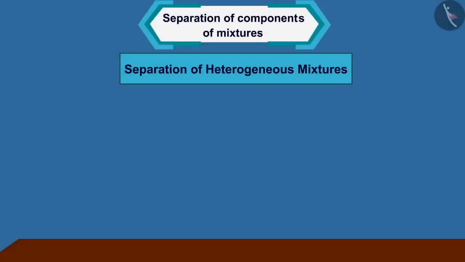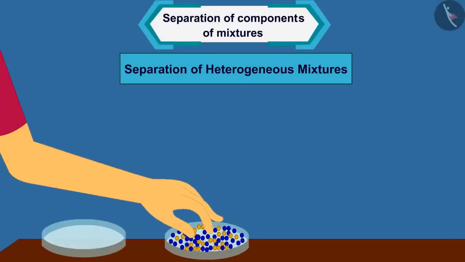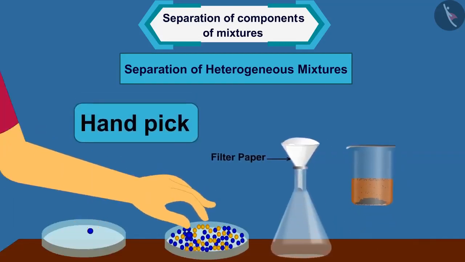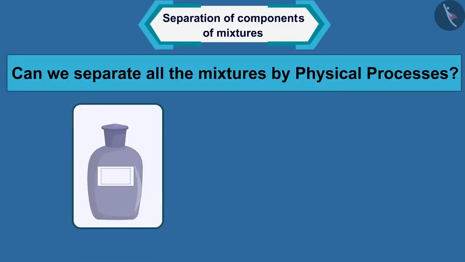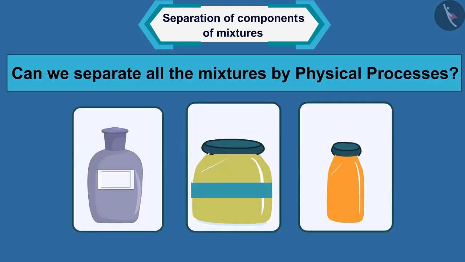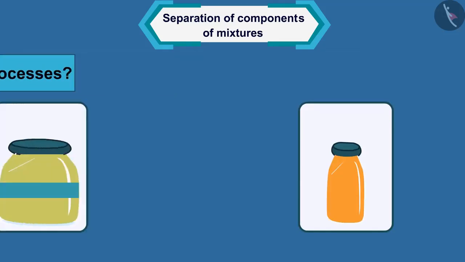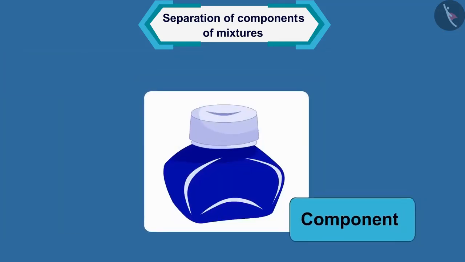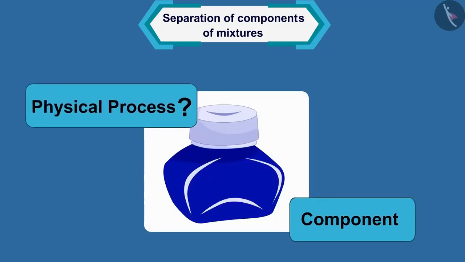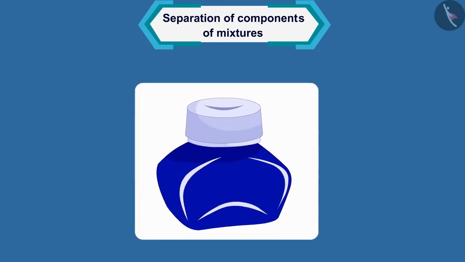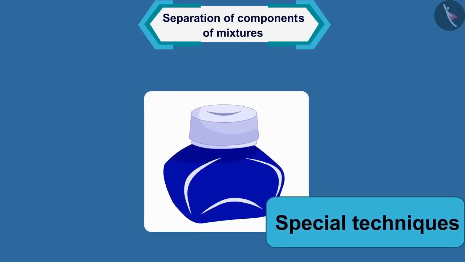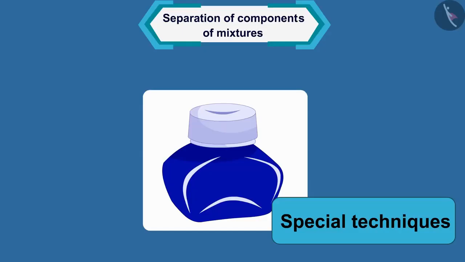The heterogeneous mixture can be separated by simple physical processes such as selecting by hand, filtering and sieving, etc. But can we separate all the mixtures by physical processes? For example, can we separate ink into its components by some physical process? No. Special techniques are used to separate mixtures such as ink. Let us now study some of these techniques.